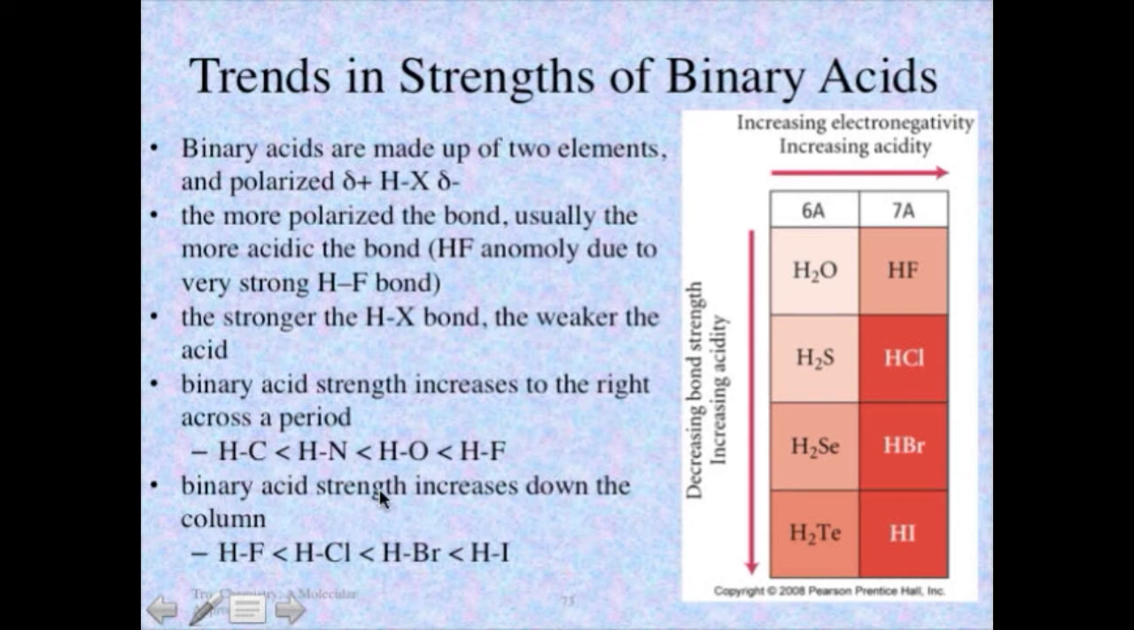Binary acid strength increases also as you go down a column. That's because as the anion becomes larger and larger, the overlap with the hydrogen orbitals becomes weaker and weaker, and therefore the acid becomes stronger.